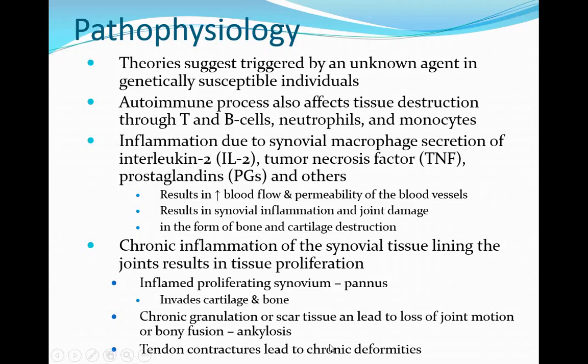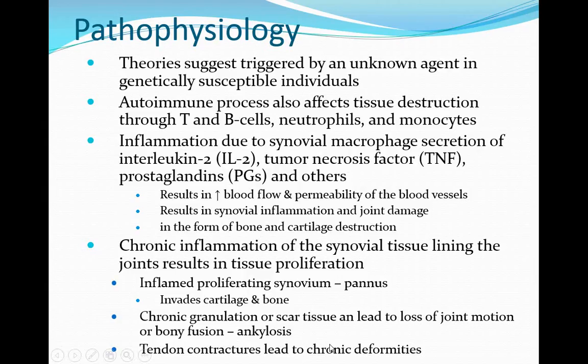And this inflammation is in the synovial fluid, in the synovial joints. And what we see is secretion by the macrophages of interleukin-2, tumor necrosis factor, and prostaglandins. Those are the 3 key biomarkers that are released, and then you'll see others as well. And what happens is you'll have increased blood flow and permeability of the blood vessels, and this results in the synovial inflammation. And eventually, over time, if we don't reverse this, we're going to have joint damage.